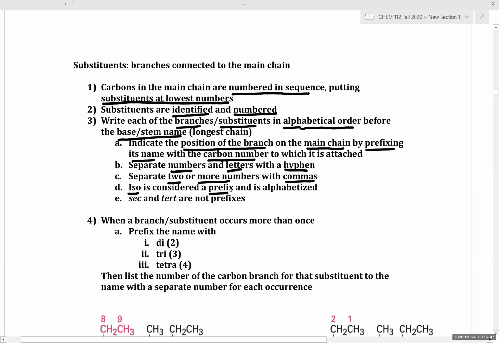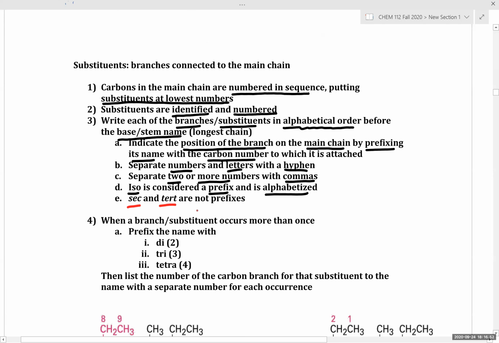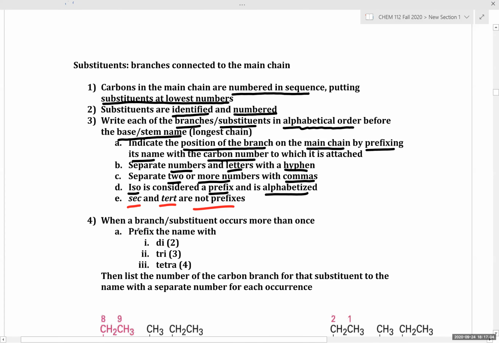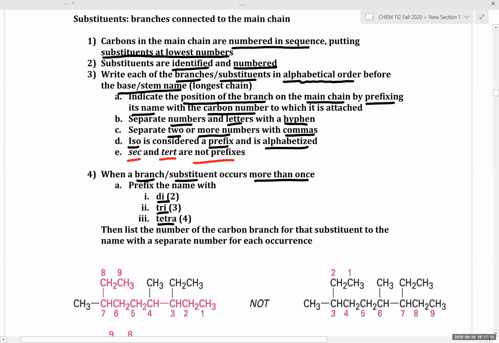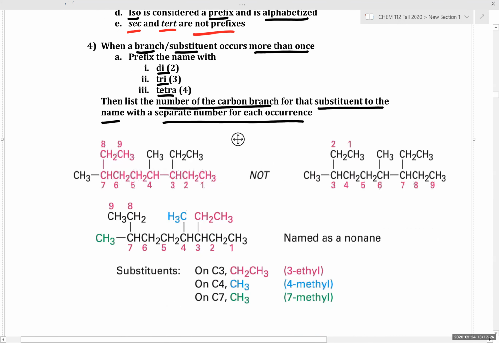Iso is considered a prefix and is alphabetized. And this is really important. Sec and tert are not prefixes and are not alphabetized. When a branch or substituent occurs more than once, you prefix the name with di, tri, and tetra. Then you list the number of the carbon branch for that substituent in the name, with a separate number for each occurrence. Okay, so let's look at this.